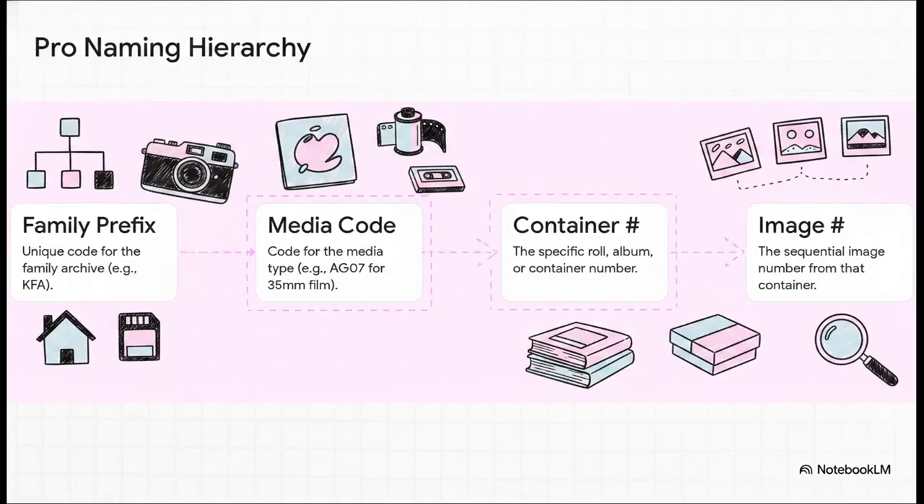And this is how that brilliant structure works. It's built from four simple, super logical parts, and it's directly inspired by professional archival standards. First up, you've got a unique prefix for your family archive. Second, a code for the type of media. Is it an album, a roll of film, what is it? Third, the specific number of that container. And fourth, the image number within that container.